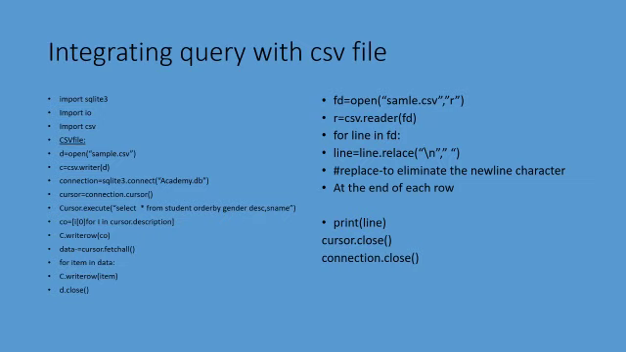Next, connection equal to sqlite3.connect academy.db. The same thing, I am going to connect to the database academy. Next, I am going to set the cursor object, cursor equal to connection.cursor. I am setting the cursor to fetch the records. Next, cursor.execute. I am going to give the SQL command: select star from student, order by gender descending, student name. I repeat again, select star from student. I am going to display all the records from the student table.